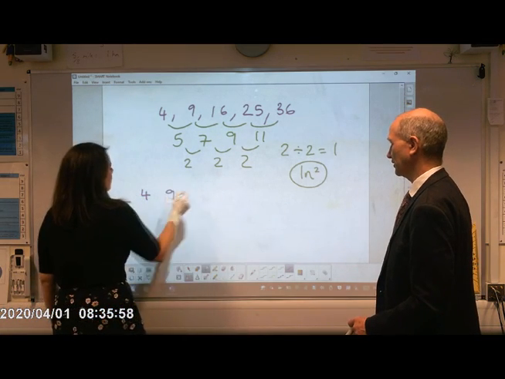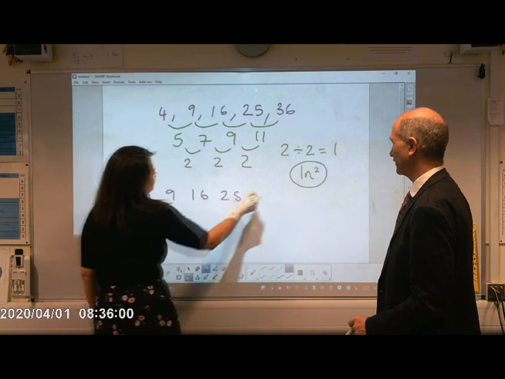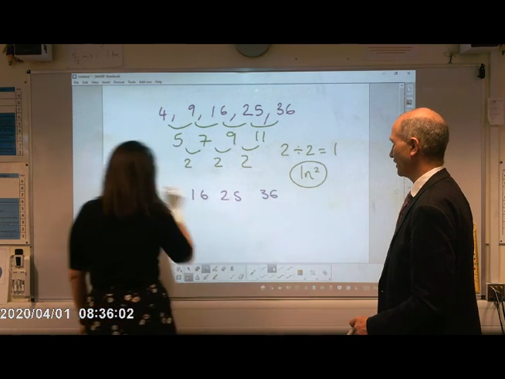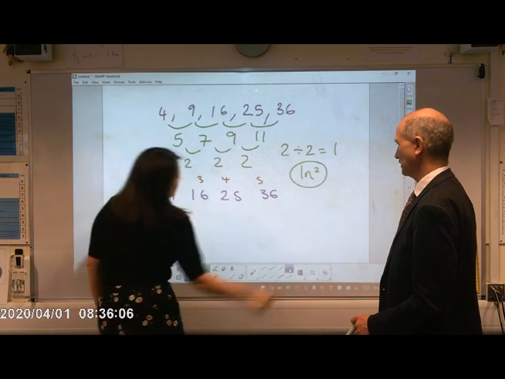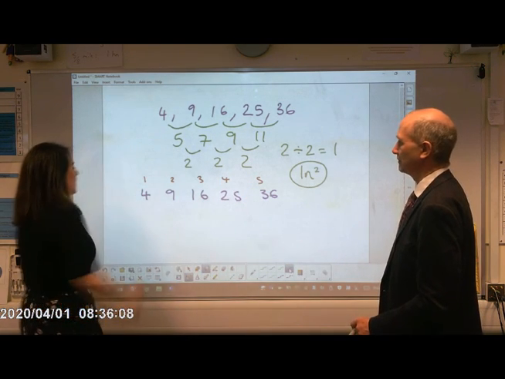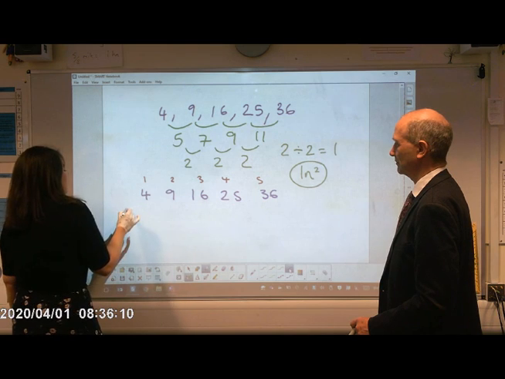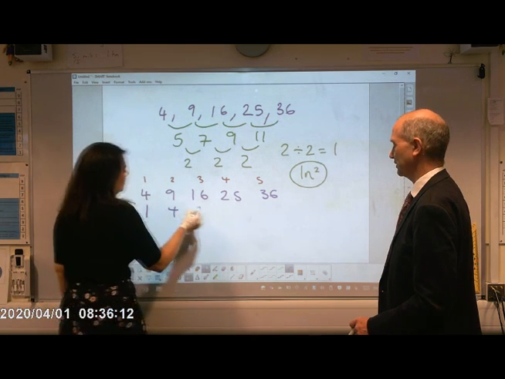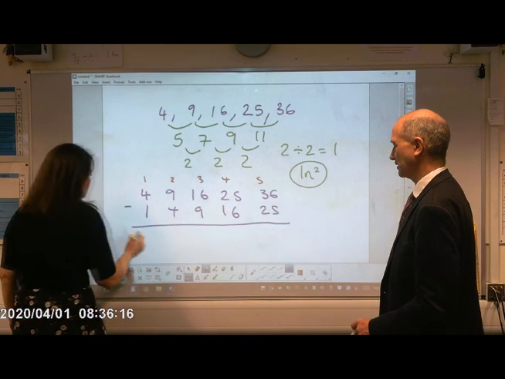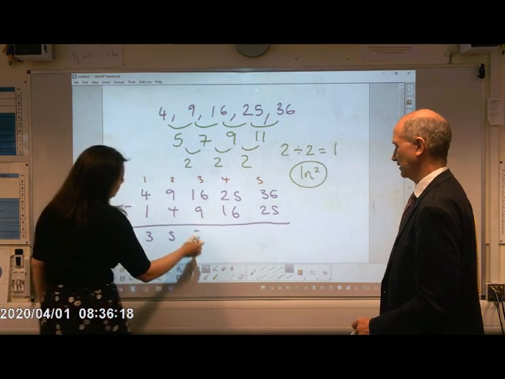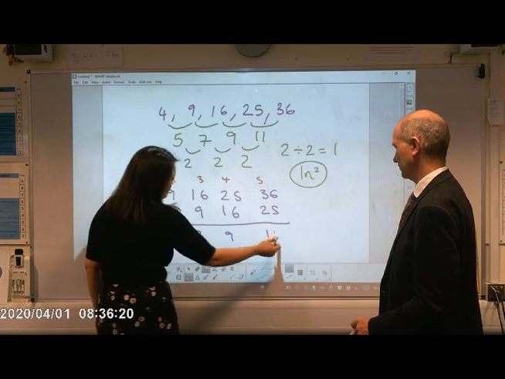And I'm going 4, 9, 16. Let's label them 1, 2, 3, 4, and 5th. Going to minus the 1n squared numbers, which is quite easy because that's just the square numbers: 1, 4, 9, 16, lovely, 25. Ooh. Difference in my difference: 3, 5, 7, 9, 11.